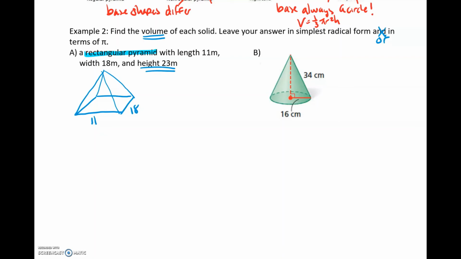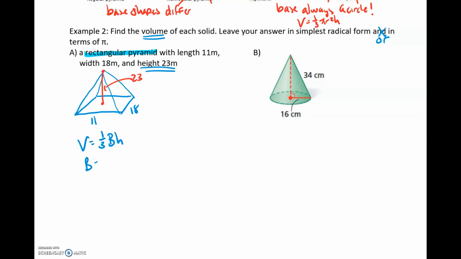The height goes from the vertex straight down to the center of our base. So that's 23. It's not slant height, it's plain old height. And then we can say, okay, we're looking for volume. Volume is 1/3 area of the base times height, because I'm dealing with a pyramid.